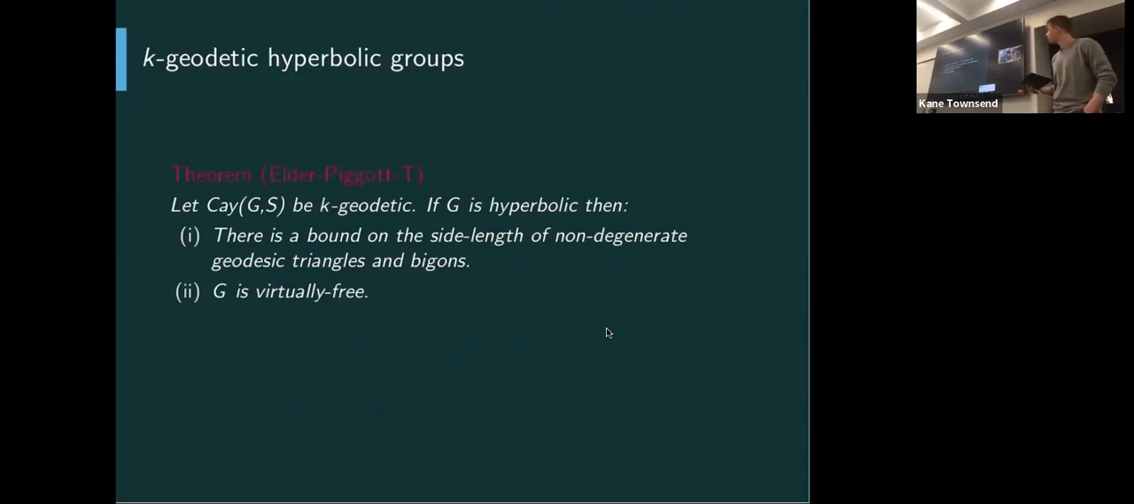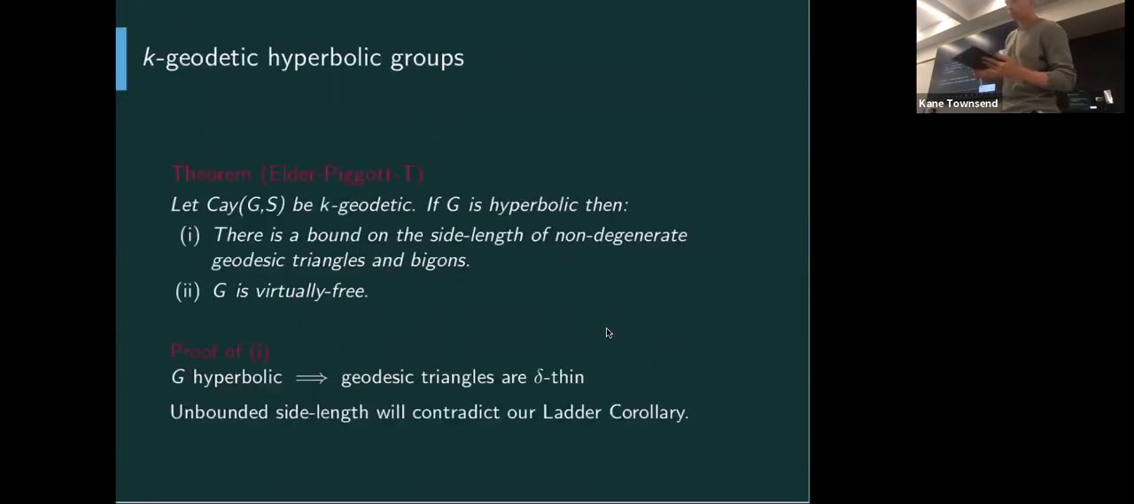So we have our theorem. Let the Cayley graph be k-geodetic. If G is hyperbolic, then there is a bound on the side length of non-degenerate geodesic triangles and bigons, and then also G is virtually free. G being hyperbolic means the geodesic triangles are delta-thin. If we had some unbounded side length on our non-degenerate triangle, this would contradict our ladder parameter that we just showed before. So that's extremely straightforward, and the bigons one is exactly the same because a bigon contains a geodesic triangle within it.